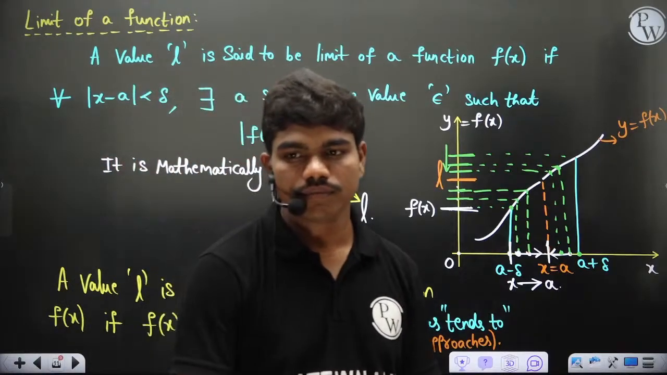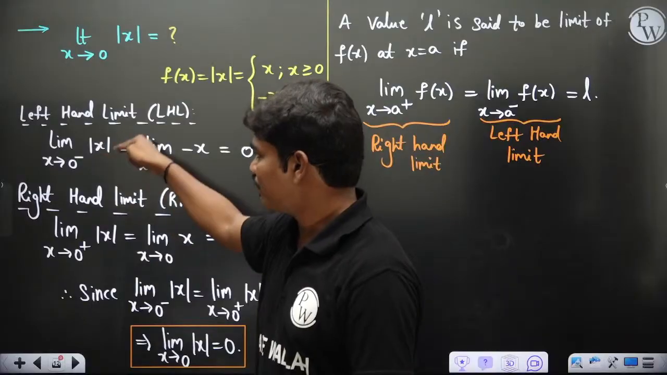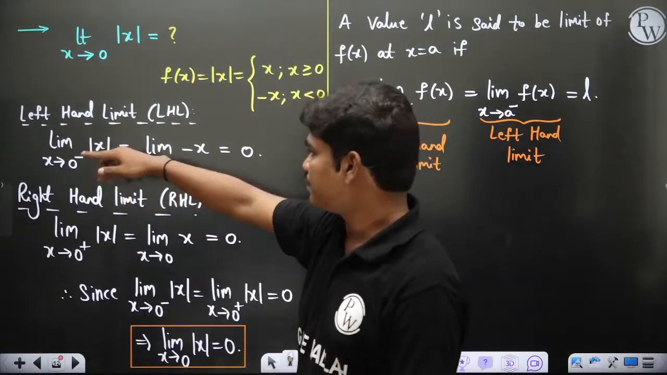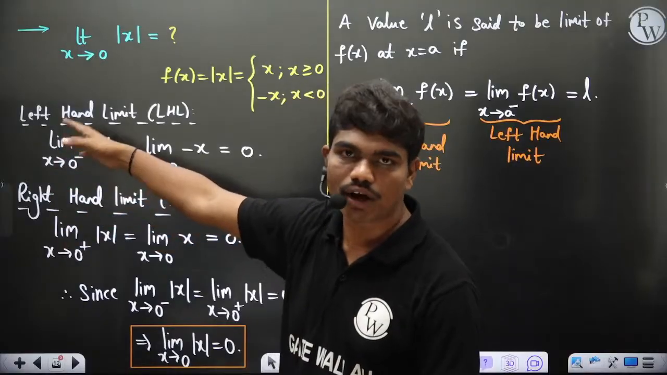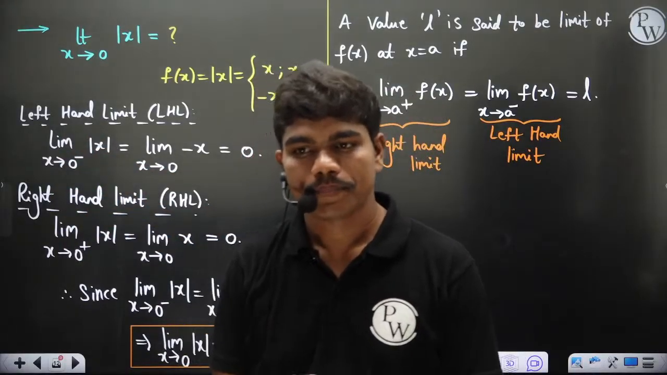Did you understand how, depending on the right neighborhood or left neighborhood, we are modifying the functions here? Of course this is the mod x function. Similarly, if you have other functions, depending on left neighborhoods or right neighborhoods, you'll modify the functions. We'll have a lot of examples.